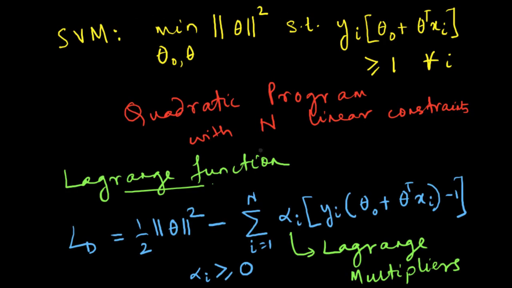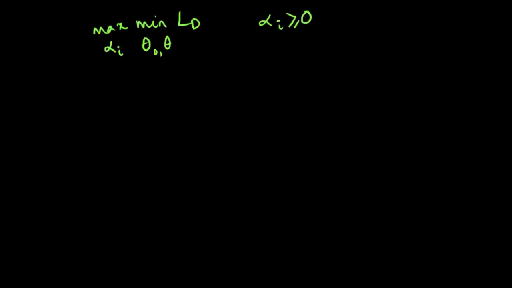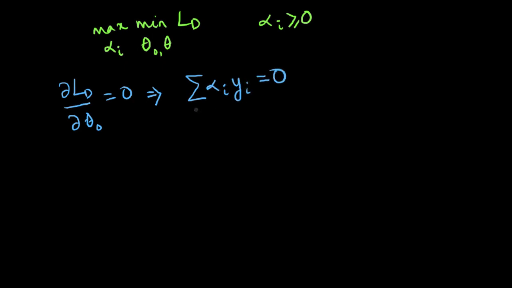So now this is our expression over here. First we take LD and differentiate that with respect to theta naught. What will happen? This thing will go away because there is no theta naught over here. This thing will go away. This one will go away. What will remain is the summation of alpha i times yi. So when we do dou LD by dou theta naught equal to 0, what we get is that the summation of alpha i times yi must be equal to 0, where the summation is over i equal to 1 to n.